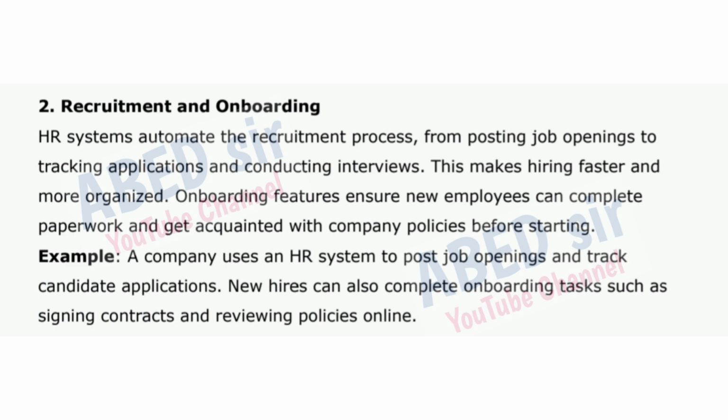HR systems automate the recruitment process, from posting job openings to tracking applications and conducting interviews. This makes hiring faster and more organized. Onboarding features ensure new employees can complete paperwork and get acquainted with company policies before starting. Example: a company uses an HR system to post job openings and track candidate applications. New hires can also complete onboarding tasks such as signing contracts and reviewing policies online.